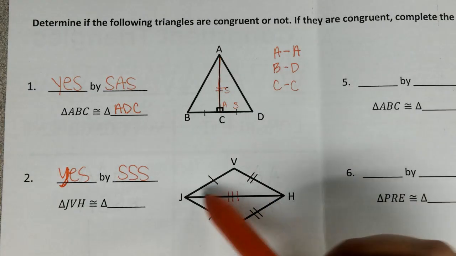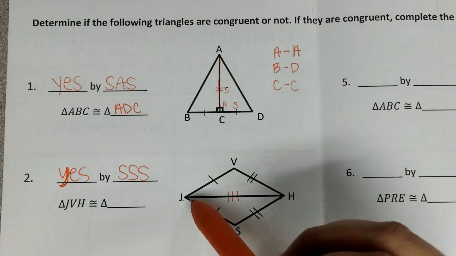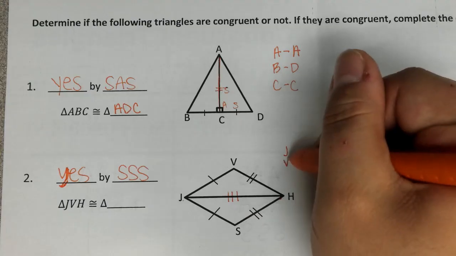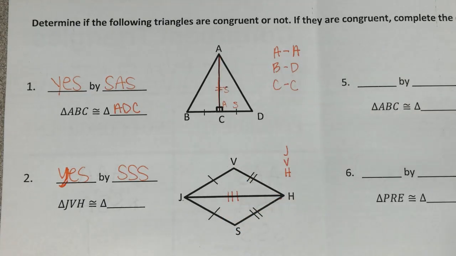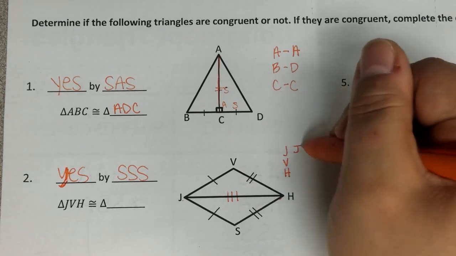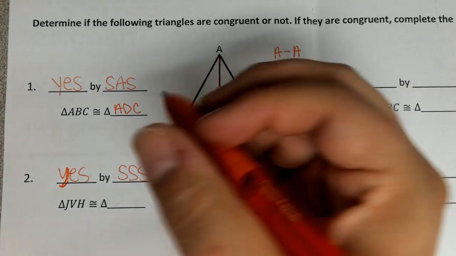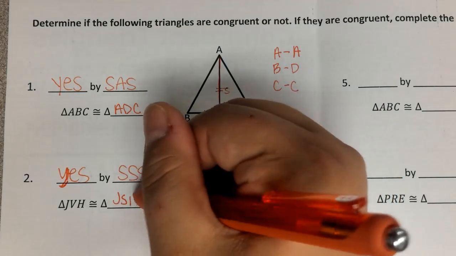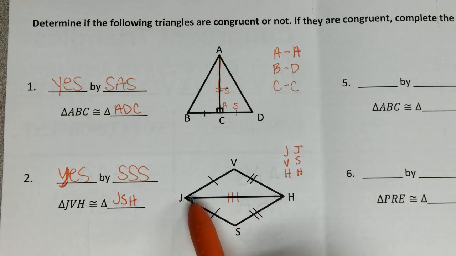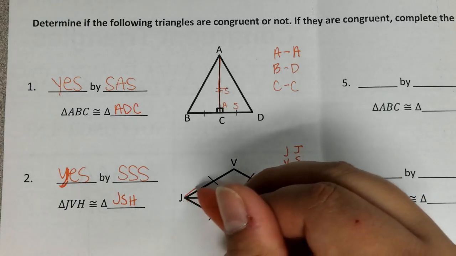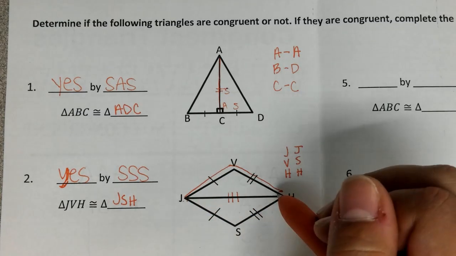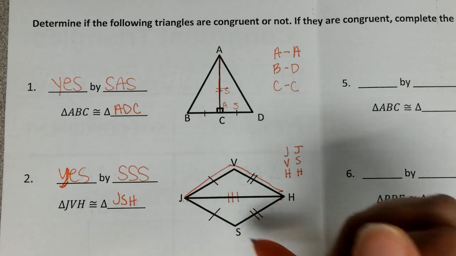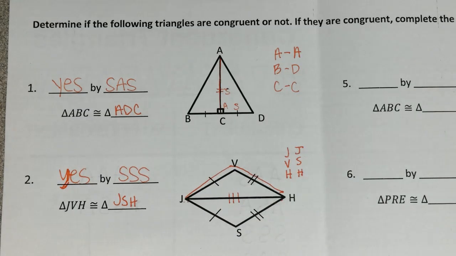And JVH. Order matters. And you don't need to do this every time. I'm just going to do it the first couple of times. JVH. What's going to go with JVH? JSH. And if you're confused about that, if I start at J, I'm going through one tick mark, then two tick marks. Do y'all agree? To get to V and H. So what do you need to do that again? Go through one tick mark, then two tick marks. Okay?